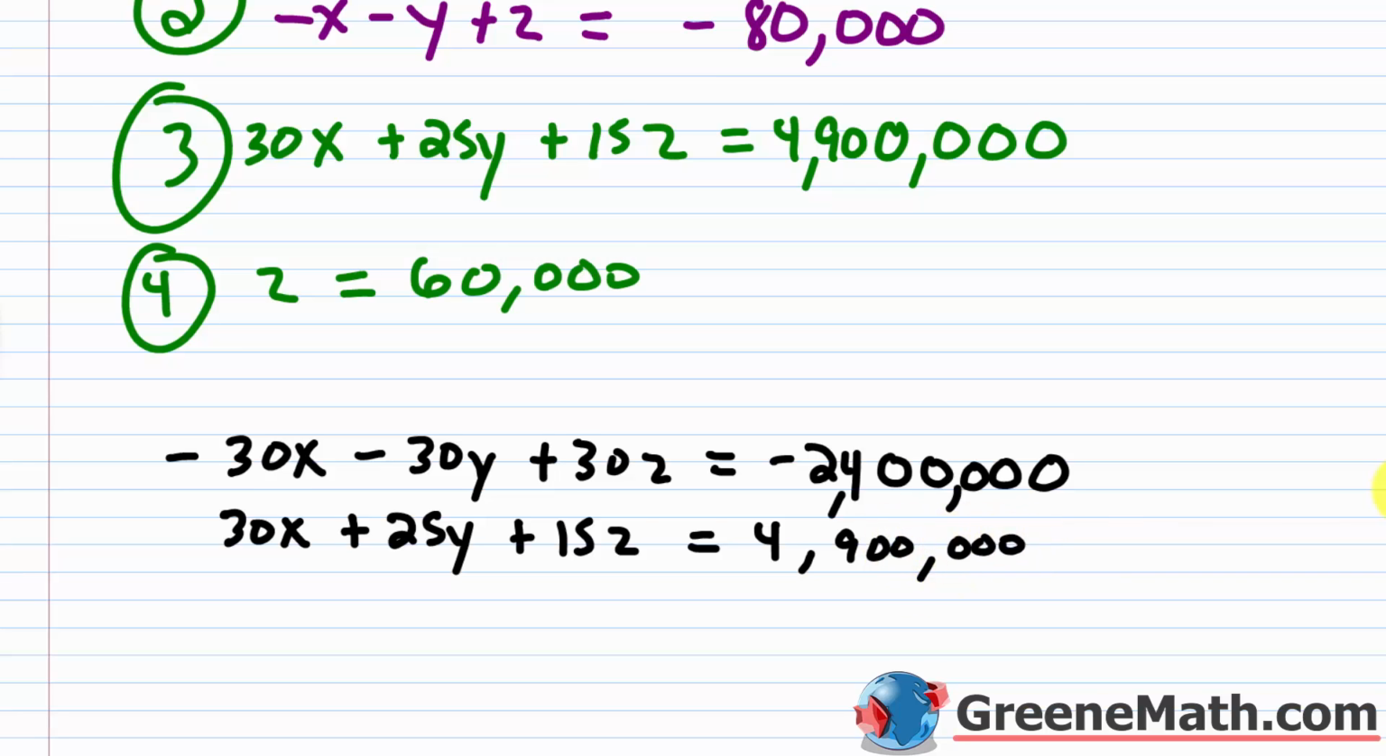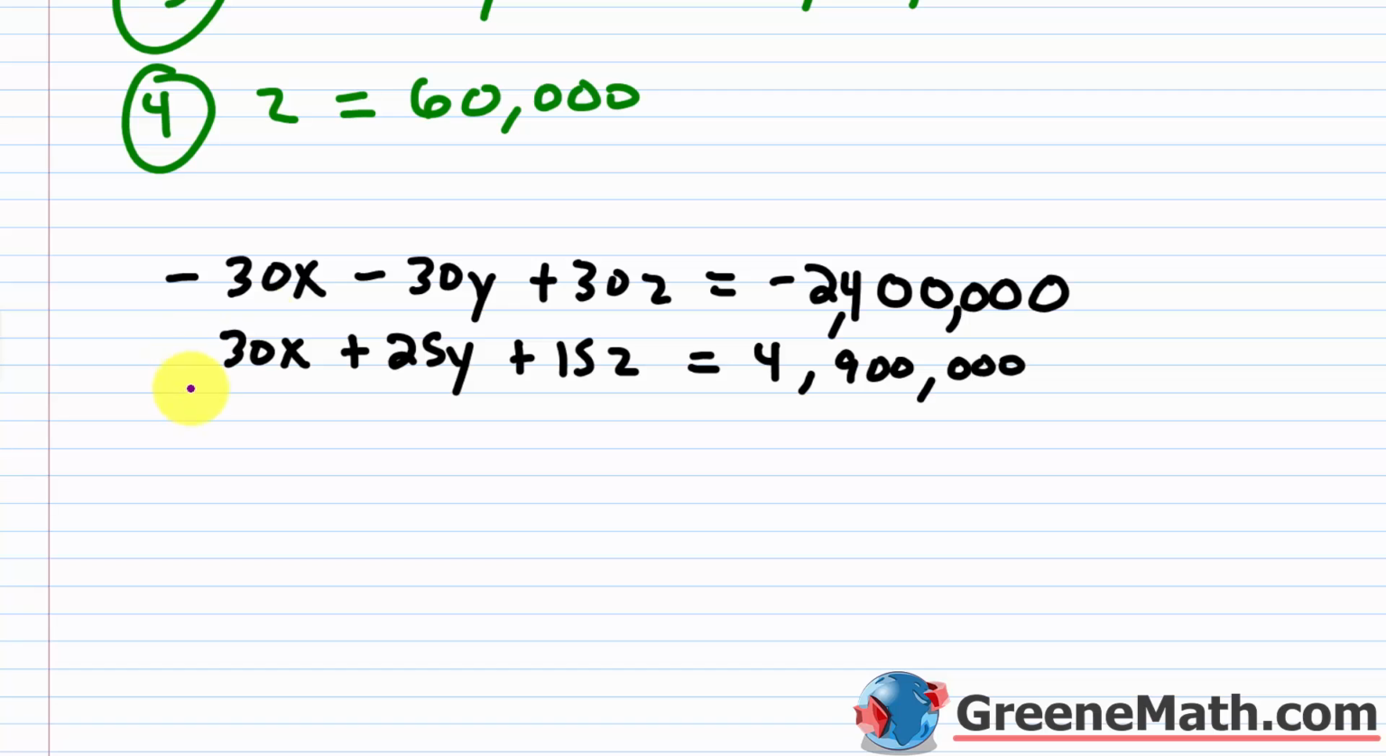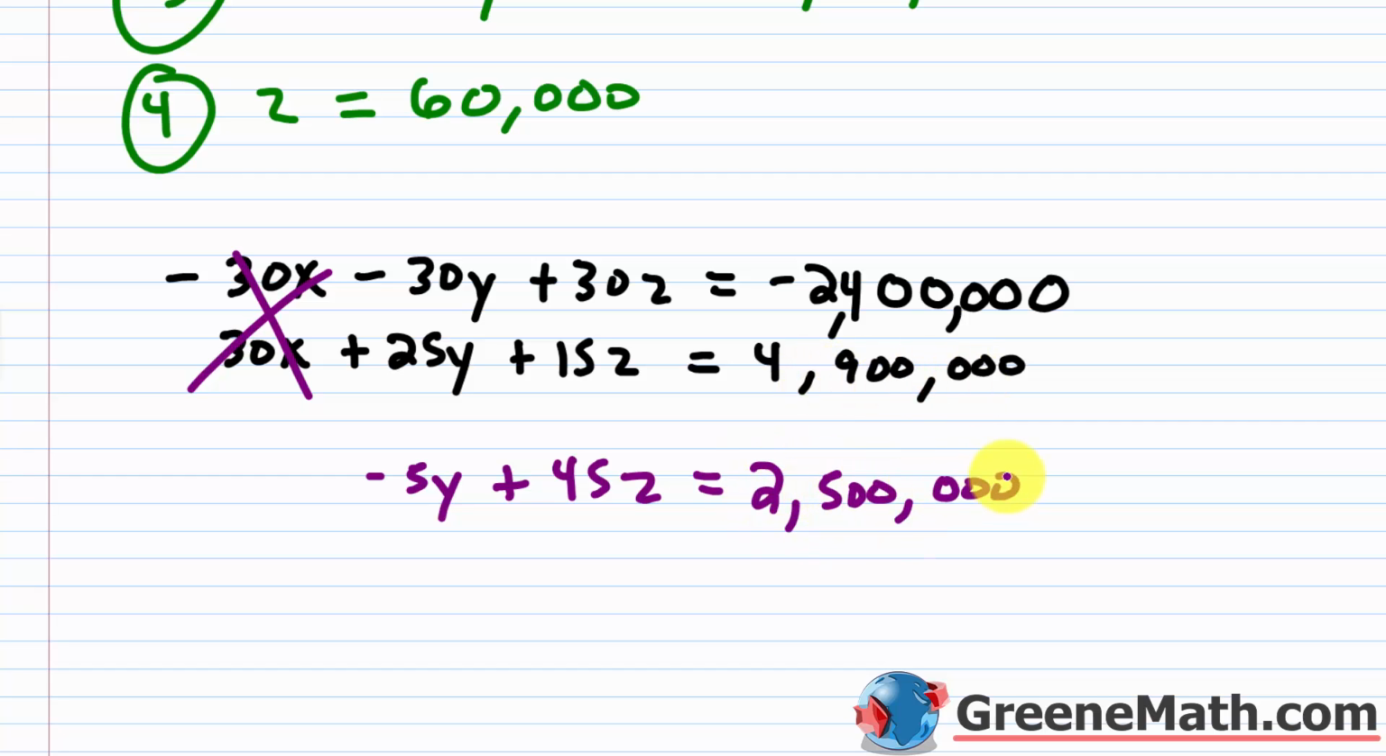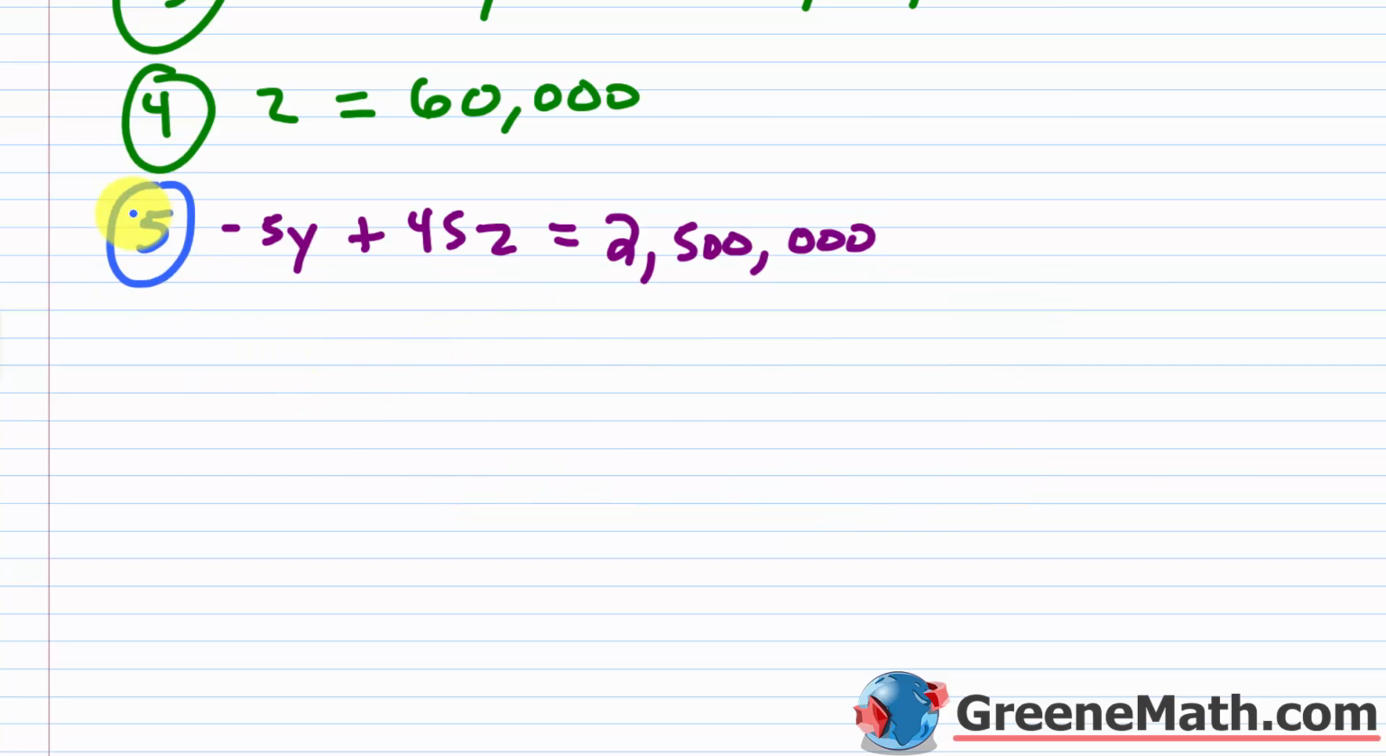Let me scroll down and get some room going. We know that x is going to go away. Negative 30y plus 25y is going to be negative 5y. And then 30z plus 15z is going to be 45z. And this equals, if I take negative 2,400,000 and add that to 4,900,000, I'm going to get 2,500,000. We'll call this equation 5. Again, I already know what z is, so I'm going to plug in for z here and find out what y is.